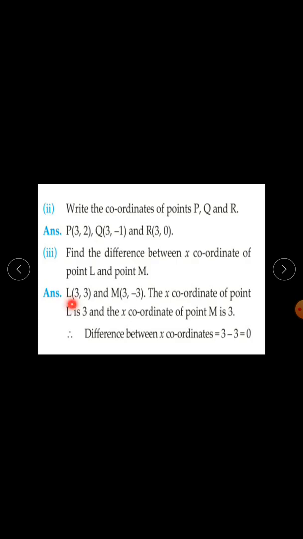So, for point L, the coordinates are x equal to 3, y equal to 3, and for point M, x is 3 and y is minus 3. So, the x coordinate of point L is 3 and the x coordinate of point M is 3. Therefore, the difference between the x coordinates is 3 minus 3 equal to 0.